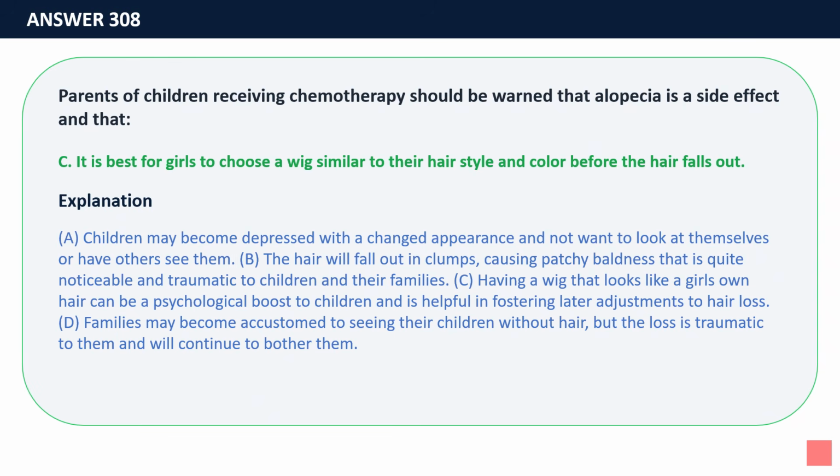Answer: C. It is best for girls to choose a wig similar to their hairstyle and color before the hair falls out. Explanation: A. Children may become depressed with a changed appearance and not want to look at themselves or have others see them. B. The hair will fall out in clumps, causing patchy baldness that is quite noticeable and traumatic to children and their families. C. Having a wig that looks like a girl's own hair can be a psychological boost to children and is helpful in fostering later adjustments to hair loss. D. Families may become accustomed to seeing their children without hair, but the loss is traumatic to them and will continue to bother them.